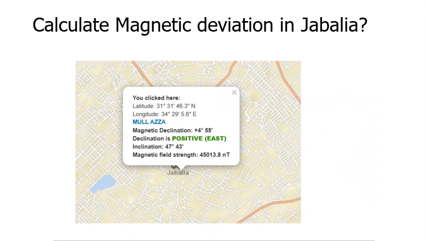Now it is your turn to calculate the magnetic deviation in Jabalia. The information has been extracted from the internet. You can see the declination is positive east by 4 degrees 55 minutes. So remember that handy rule, east is least and west is best.